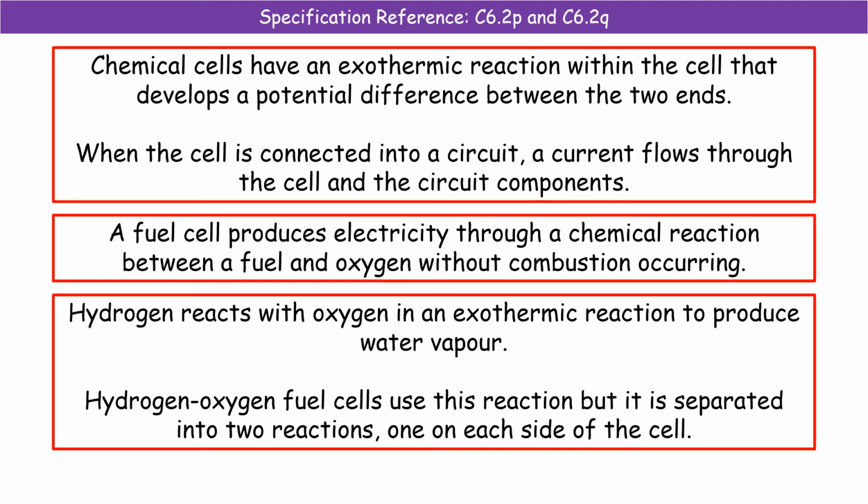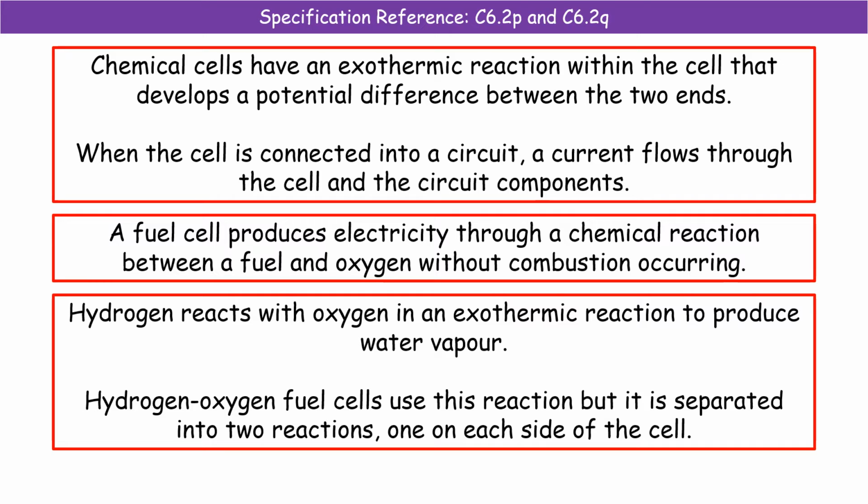What we're going to look at today then are fuel cells. If we think about how we can actually use different cells in terms of chemistry, then chemical cells have what we refer to as an exothermic reaction that occurs inside that cell, and as a result we generate the potential difference between the two ends. Once that cell is connected into a circuit, because we have a potential difference, current will flow.